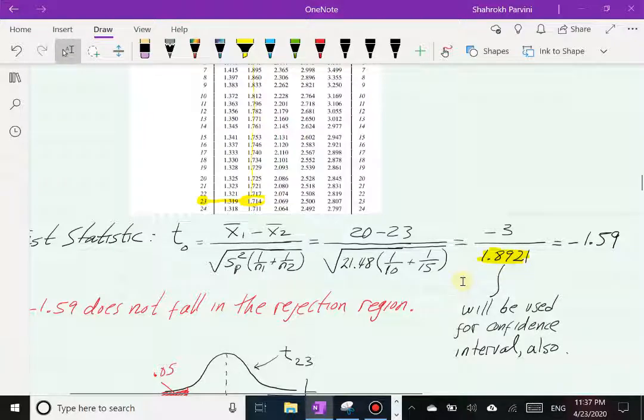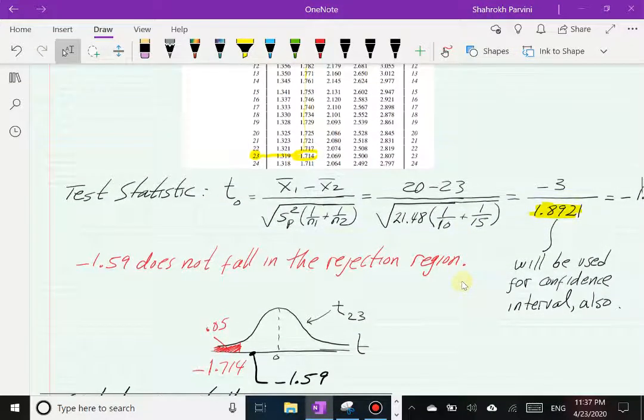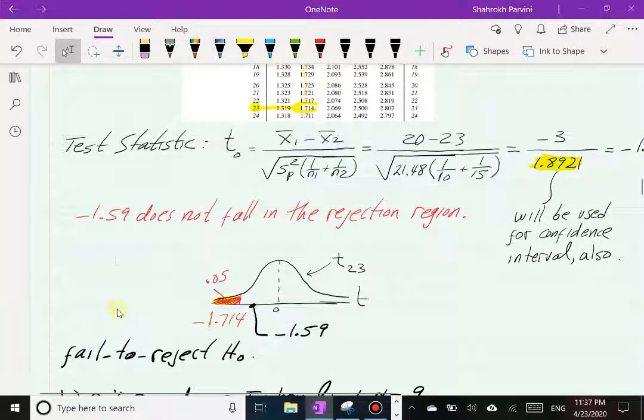So our test statistic is negative 1.59, and here's our drawing. Negative 1.59 does not fall into a rejection region. So as a result, we're not going to reject the null hypothesis, right? And here's our rejection region again in the tail. So we're not going to reject this null. And that would be the conclusion of this exercise. We're going to fail to reject the null hypothesis.